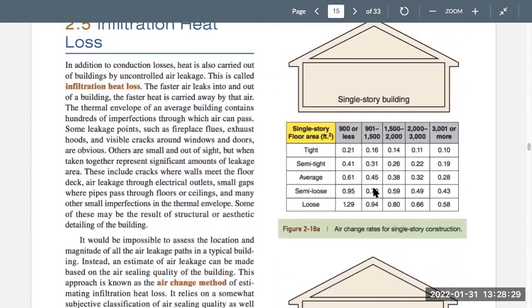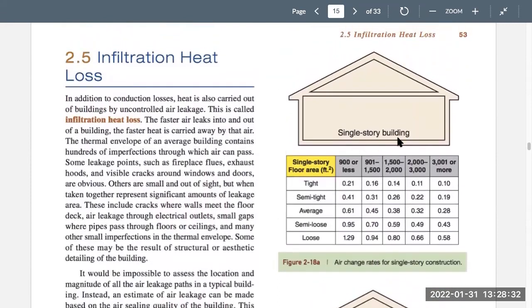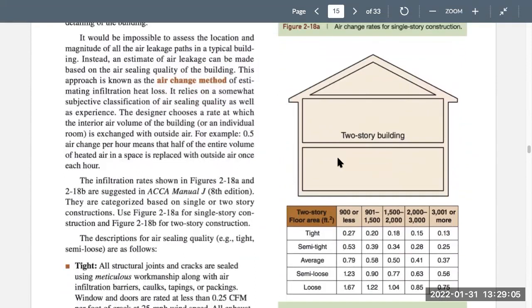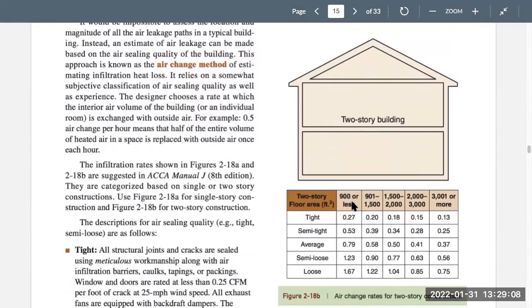When we look at our chart, let me note, one is for the single-story building, and you'll notice that you've got the square footage running across the top. So we can go from a 900 or less square foot single-story building all the way up to a 3,000 or more square foot building. When it's tight, you would use these multipliers. When it's average, you would use these. When it's loose, you use these. And it's nice, you even got a semi-tight in-between number there to help you. Same thing with a two-story building. We have 900 or less square feet. We would use these multipliers.